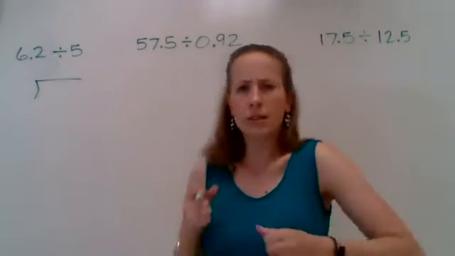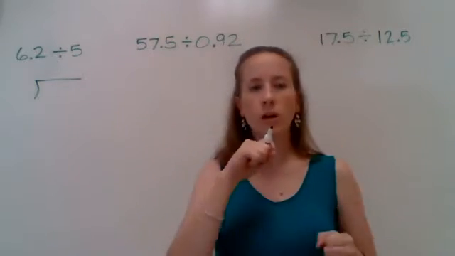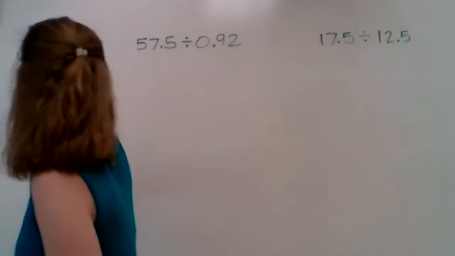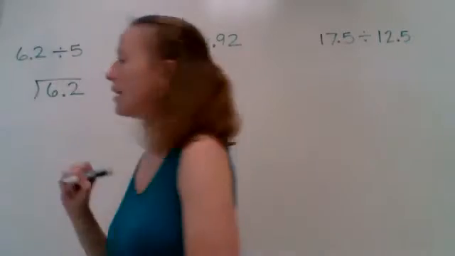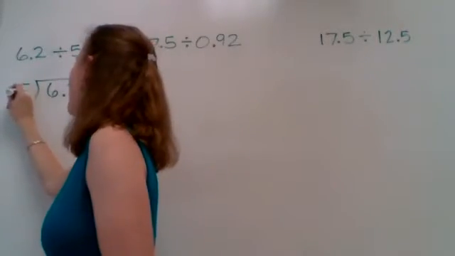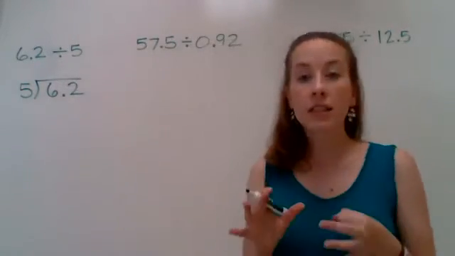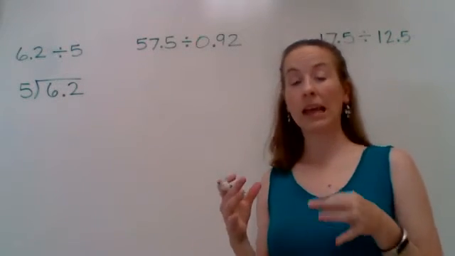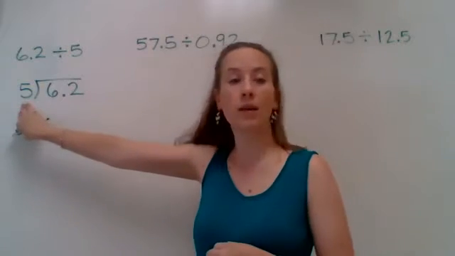It's the stronger number, it's the bigger number, it's the early bird who gets the worm, whatever you want to think of it. So the 6.2 is the dividend. I'm going to put it inside the box, and I'm dividing by a 5 outside the box. The first thing we want to ask ourselves before we dive into division is, are there decimals in the divisor? So that's the number on the outside.